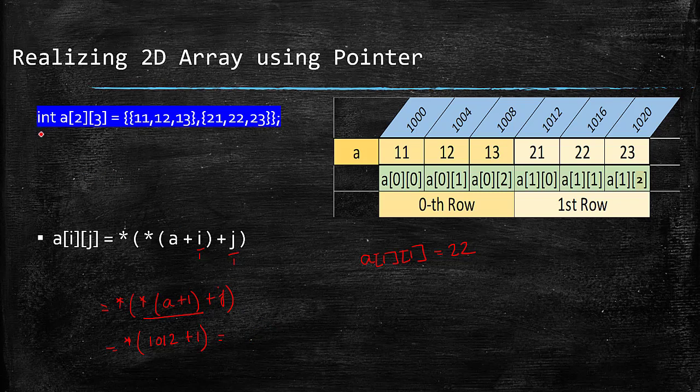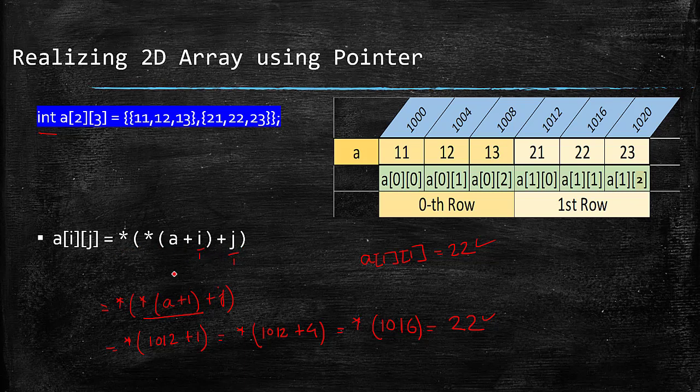As we are considering an integer to be 4 bytes of space, 4 will be added to this. So finally we get 1012 plus 4, that is *1016. So what is the value at that 1016 address? We are getting 22. So you can see that in both cases we are getting the value 22. So we can say that A[i][j] is equal to *(*(A + i) + j).